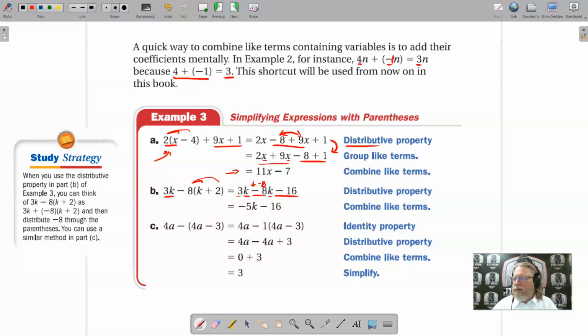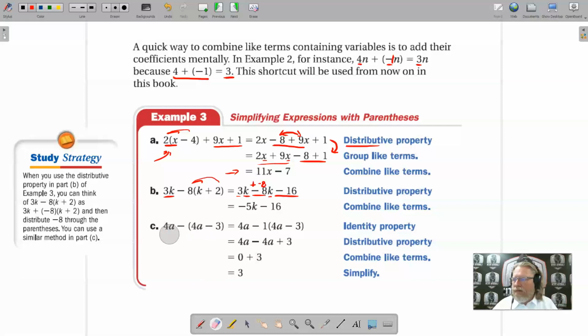And on the last one here, we have the identity property. It looks like they kind of did this the sneaky way. My mind's saying, oh, I've got 4a's and I have negative 4a's, and so they're going to cancel each other out, and I'm just going to end up with the 3 here, right?